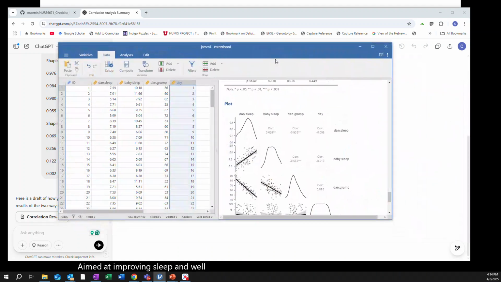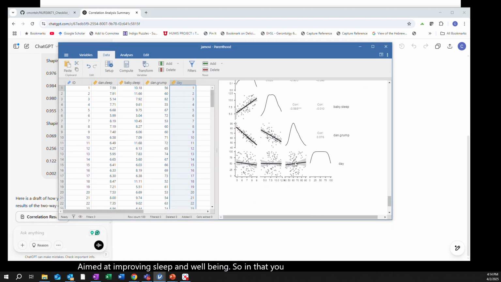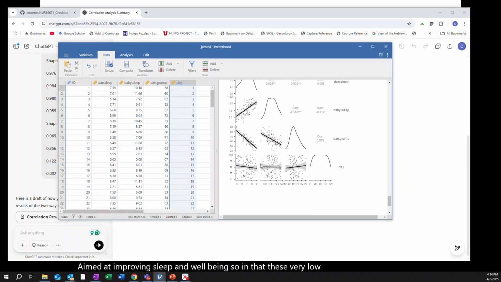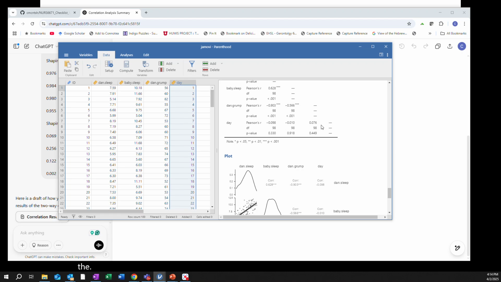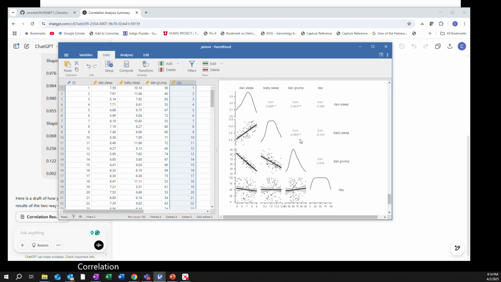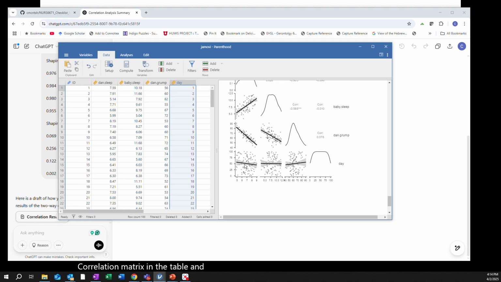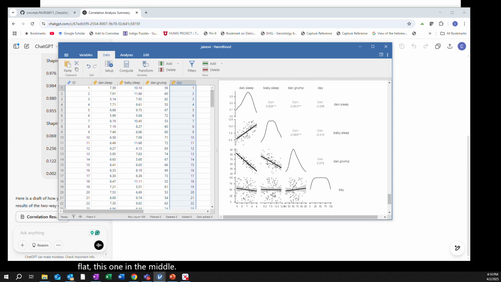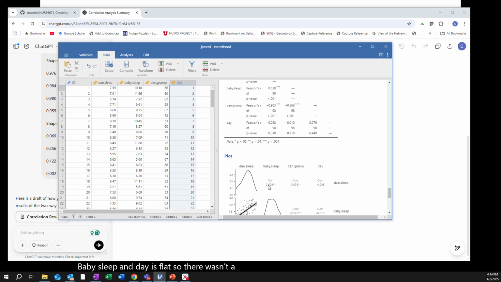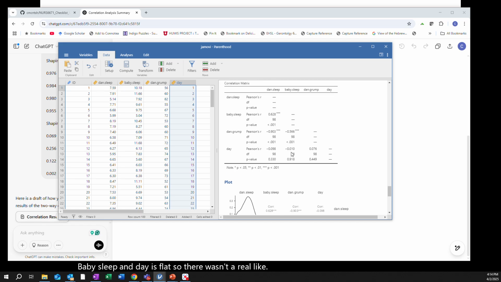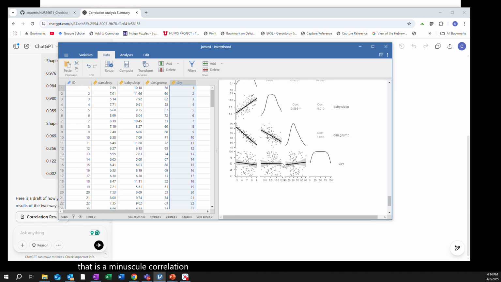And the very low relationships we saw in the correlation matrix in the table, and in these scatter plots, these lines are almost flat. This one in the middle, baby sleep and day, is flat, so there wasn't a real strong correlation there between the days and baby sleeping. Negative 0.01. I mean, that is a minuscule correlation. So about a flat line.